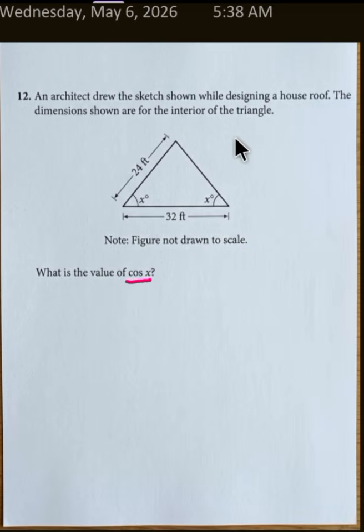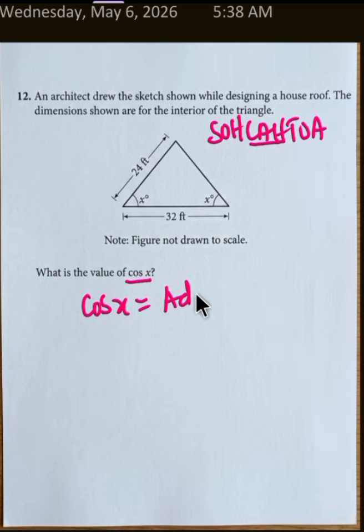First of all, we have to know the word SOHCAHTOA, where S is sine, opposite over hypotenuse, and C is cos, and therefore we're looking for cos. So we're using this: cos X is equal to adjacent over hypotenuse. Is it okay? Now, how do we get the hypotenuse?